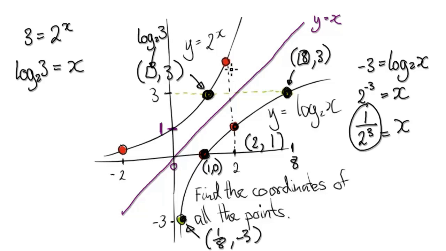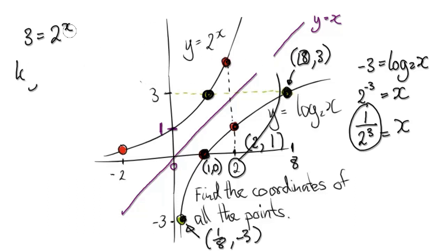Okay, and this point here, what do we know about this point? Well, we know that it's 2 across. So if you want to know the height, then put 2 into here. So the height would be 2 squared, which would be 4. So the coordinates here will be 2 across and 2 squared up. So that's this coordinate here.